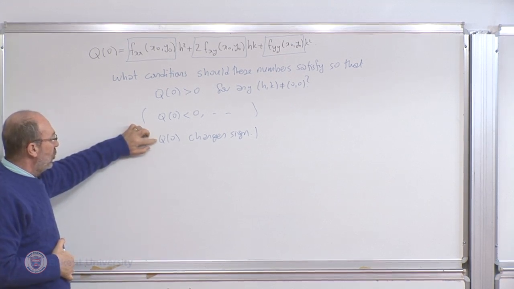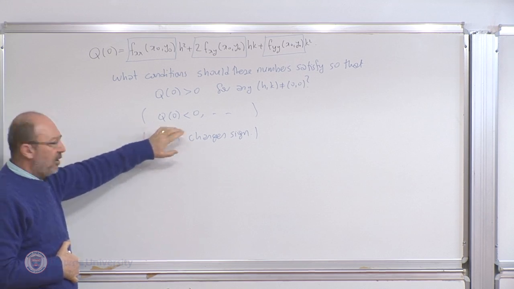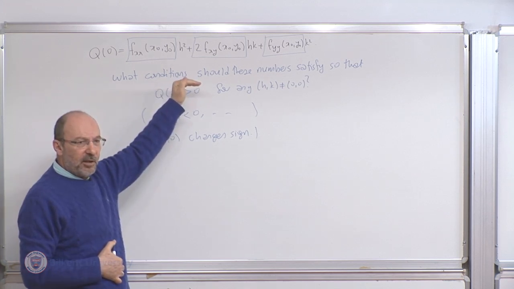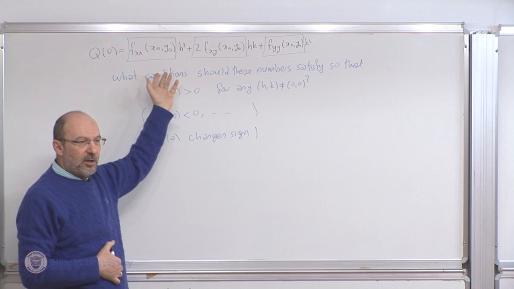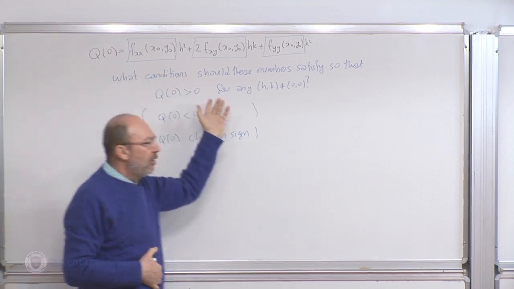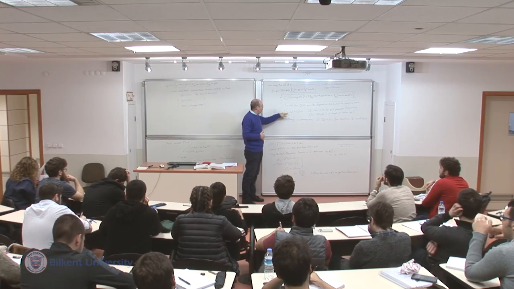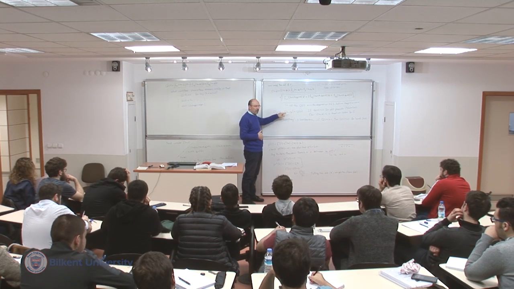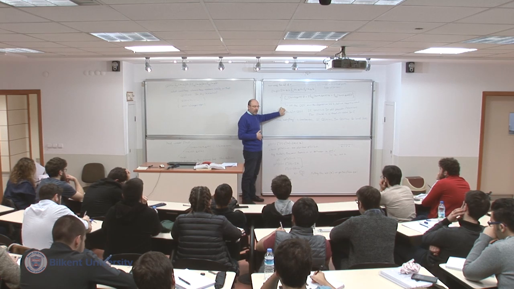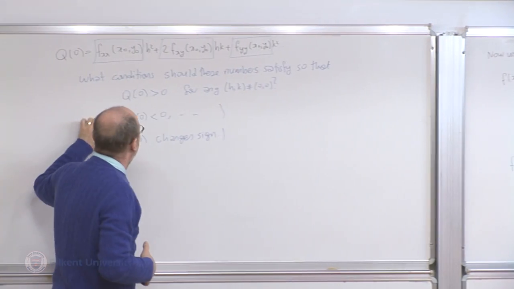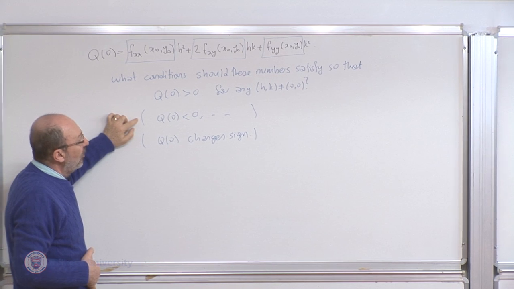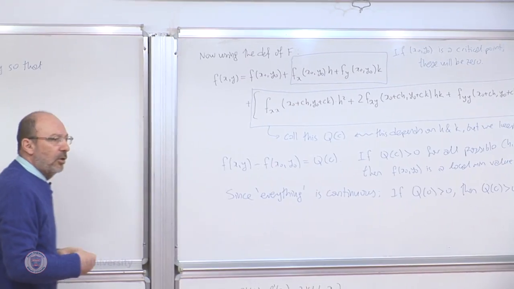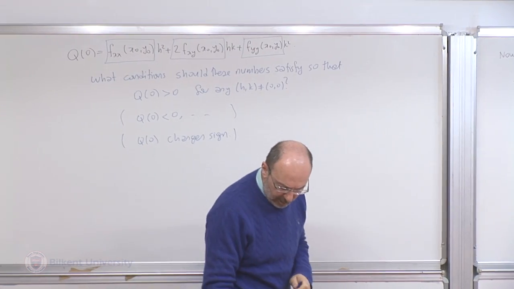I want Q0 to change sign, meaning that there are hk's, again the ratio is important, there are hk's for which this number will be strictly negative, and there are other hk's for which this number will be strictly positive. So that will tell me that around this point there are always nearby points which are larger than this, and also other nearby points which are smaller than this. So it's going to be a saddle point. If Q is always positive, this will give me a local minimum. If Q is always negative, then this is large, so this gives me local maximum. So these will be the conditions.